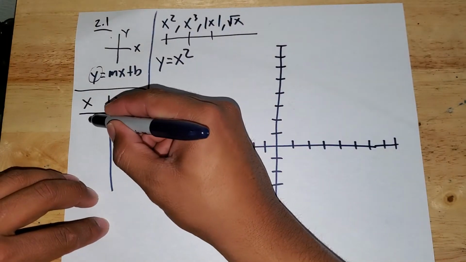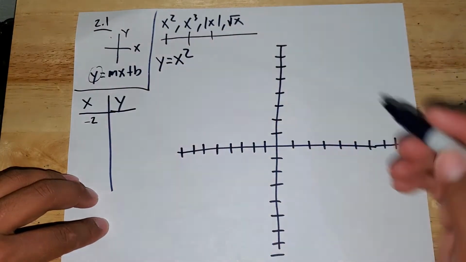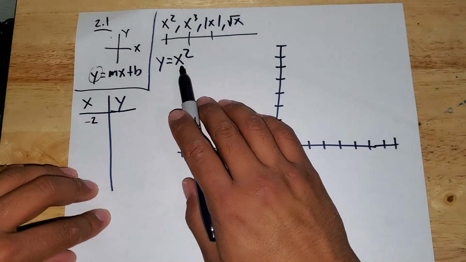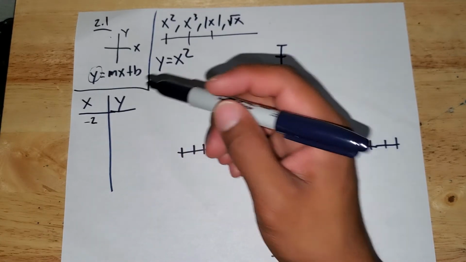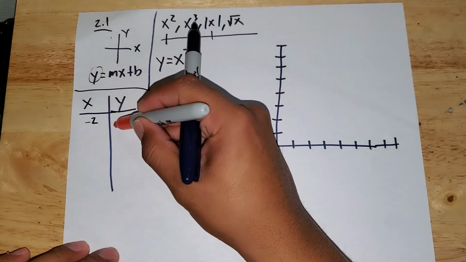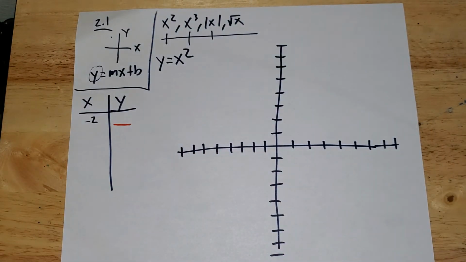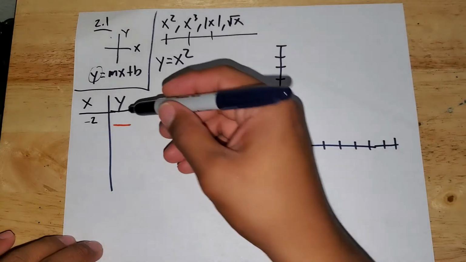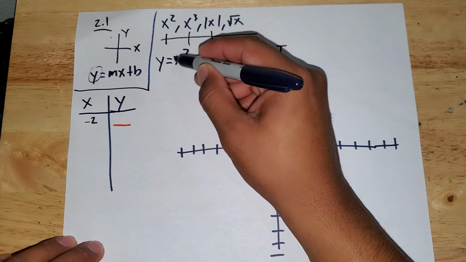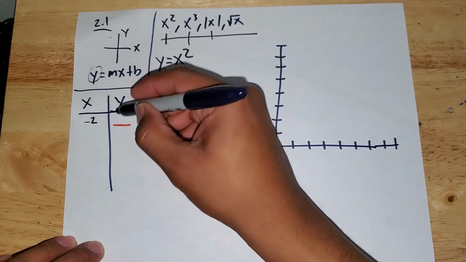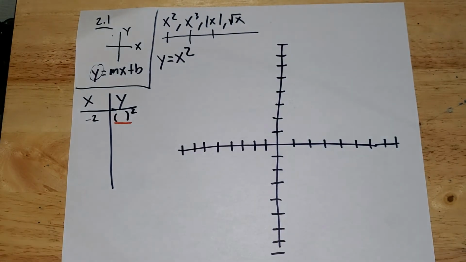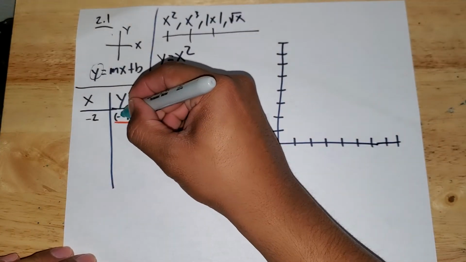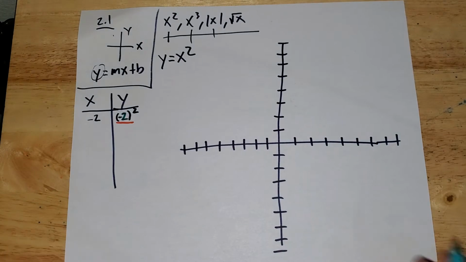So let me see if I start with -2. That means I'm going to replace my x with a -2, and hopefully I can find my corresponding y coordinate. That's the goal that I'm going for. So to do that, instead of x, I have x being squared, and I have to replace it with the x that I'm using. So I'm going to put -2 in there.